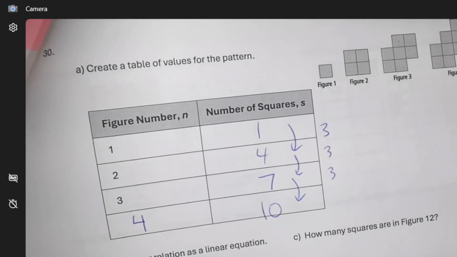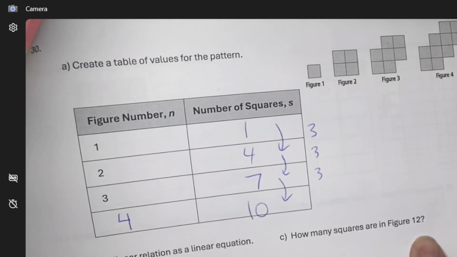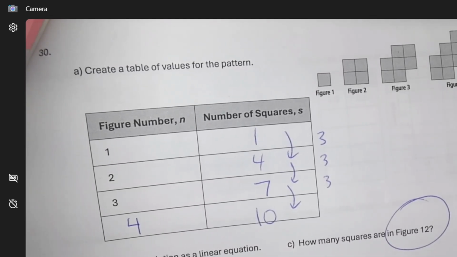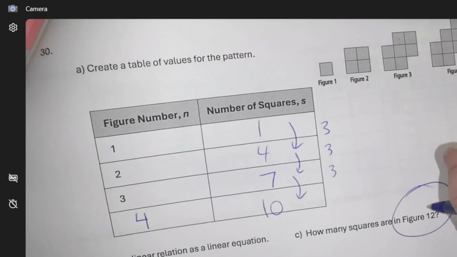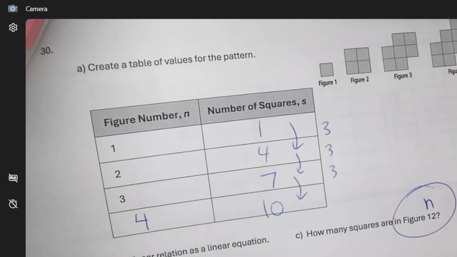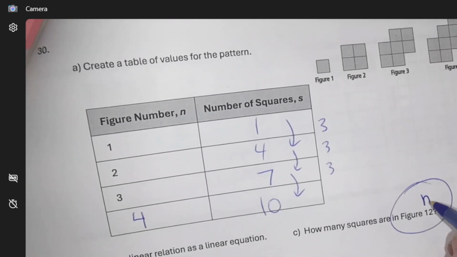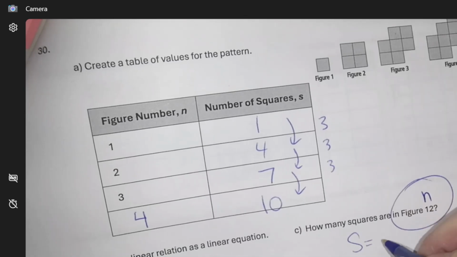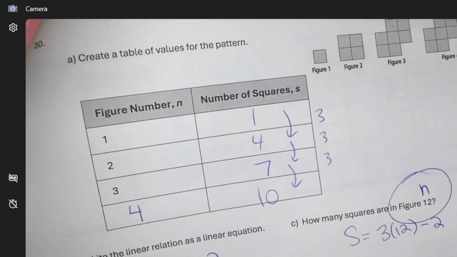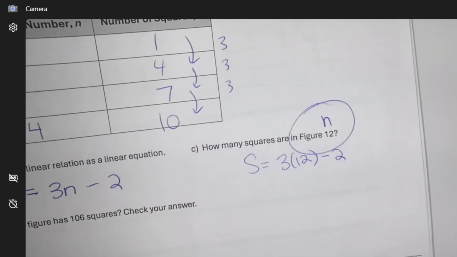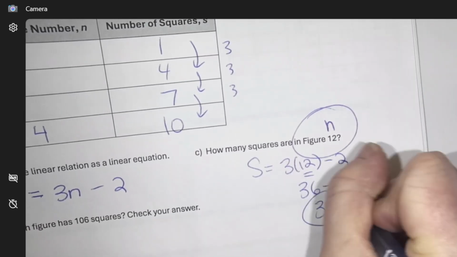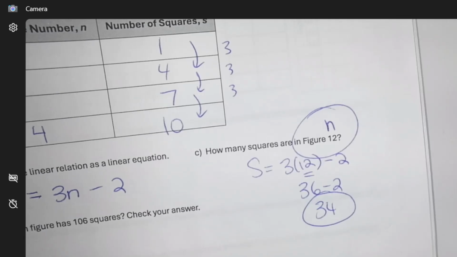Okay. How many squares are in figure 12? Which letter do I want 12 to go for? The N or the S? I'm going to put the 12 in place of the N. Okay, I replaced N with 12. So 3 times 12, 36. Down 2.